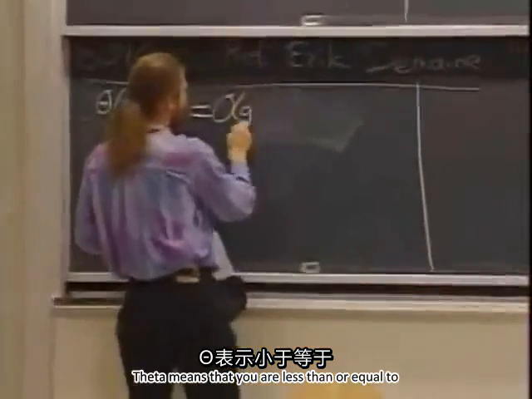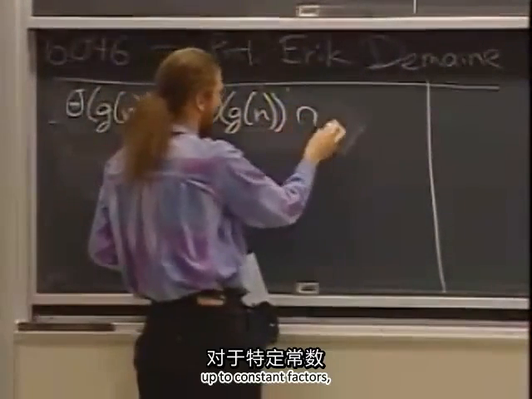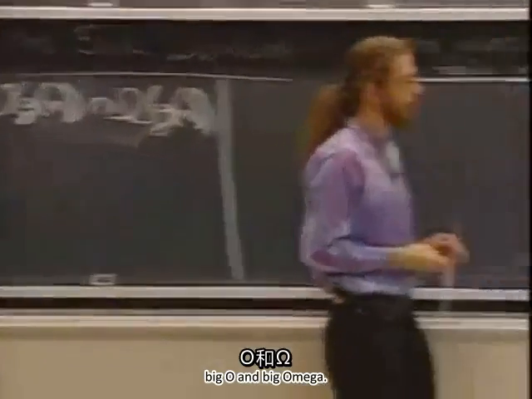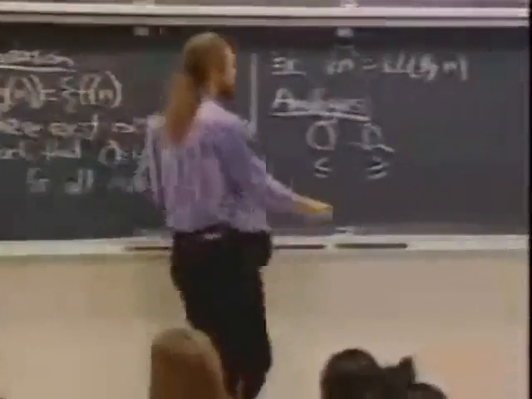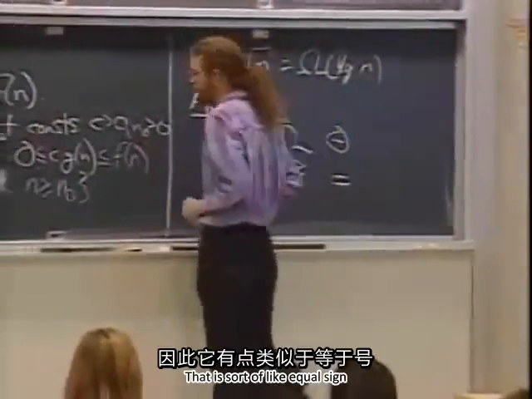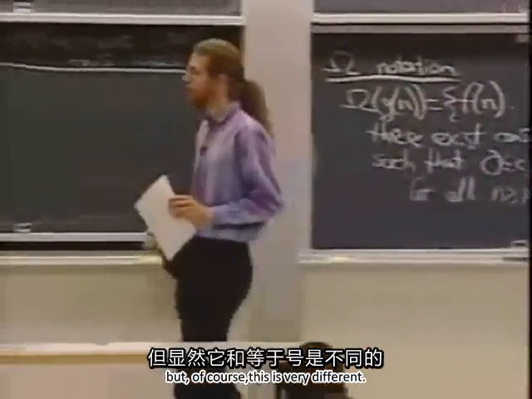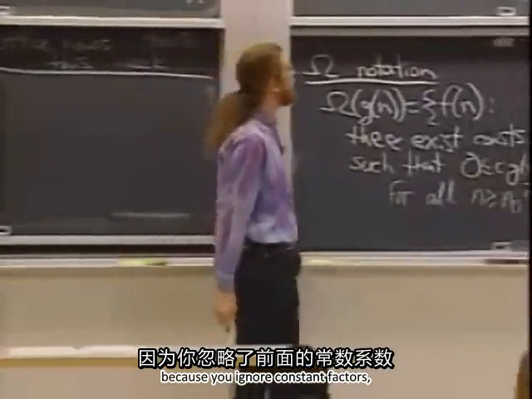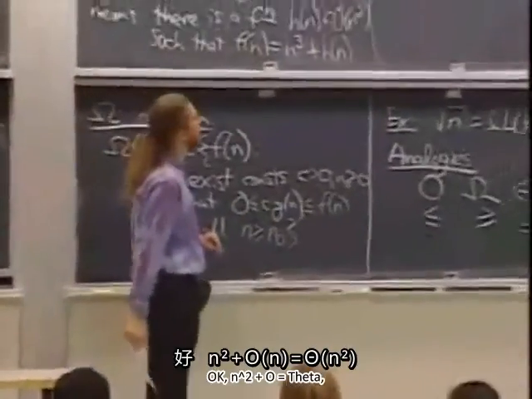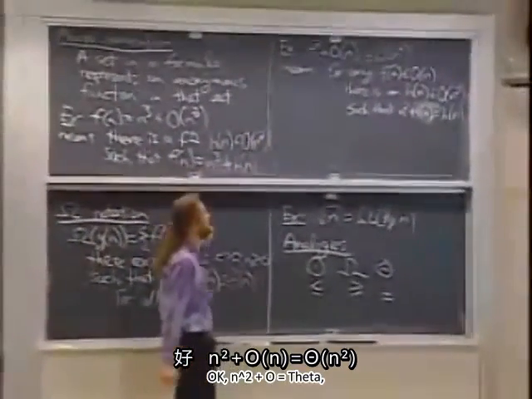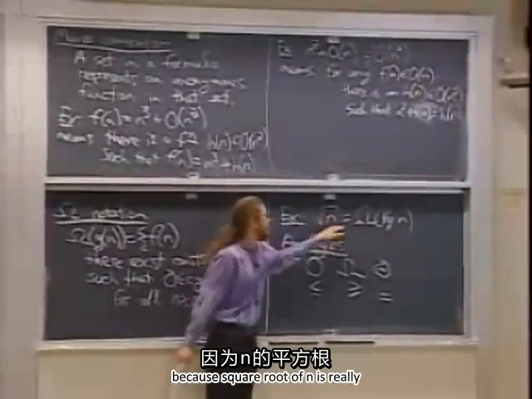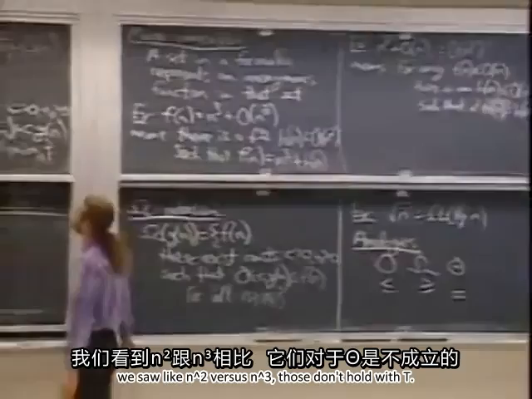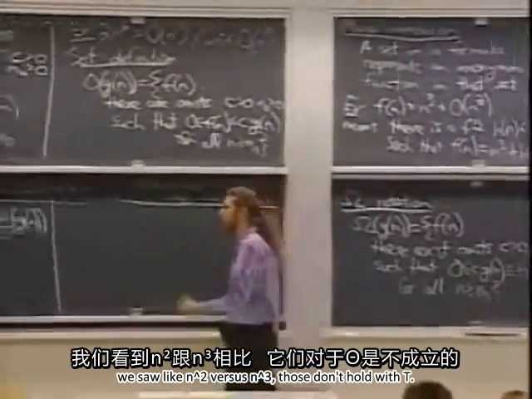Theta means that you're less than or equal to and greater than or equal to, up to constant factors. So it's the intersection of these two sets, big O and big omega. It's sort of like the equal sign, but of course this is very different. So you have things like n squared is big theta of 2n squared, because you ignore constant factors. But n squared plus big O of n is going to be theta of n squared. This does not hold with theta because square root of n is asymptotically bigger than log n. And some of the other examples we saw, like n squared versus n cubed, don't hold with theta.